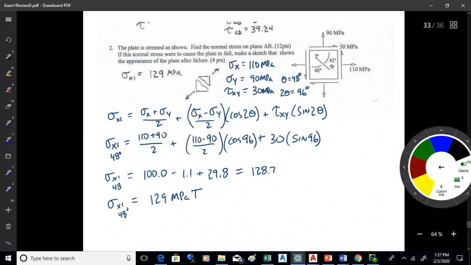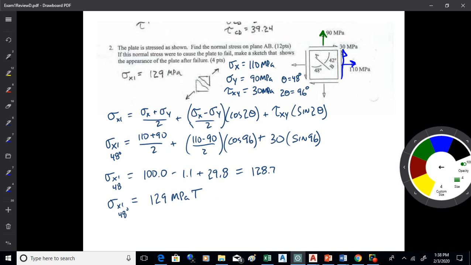Okay, the last one here was to find the stress on a given plane. So this one you have to identify sigma x, sigma y, and tau xy. It looks like they're all positive on this one. So all three of those are positive. That's positive 110, that's positive 30, and then sigma y here is also positive.